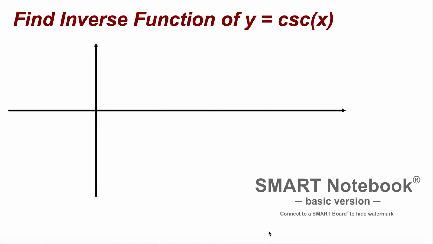y is equal with the cosecant x. We already know the cosecant x is related with the sine x. And first of all, let me draw the function sine x. We already know sine x has a period of 2 pi. Okay, it's here somewhere, 2 pi.